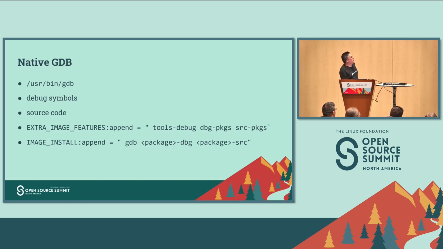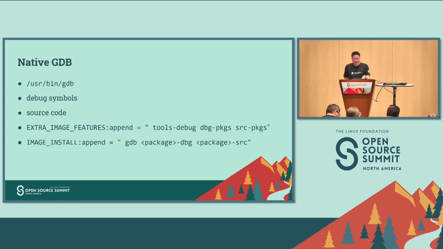Now, okay, so what about native GDB? Pretty much the same thing. You know, you've got the GDB binary. You also need the debug symbols. So whatever it is that you're debugging needs to be compiled with debug symbols. They can't be stripped out. You need the source code, and you're off to the races.